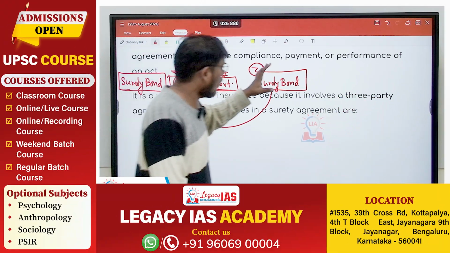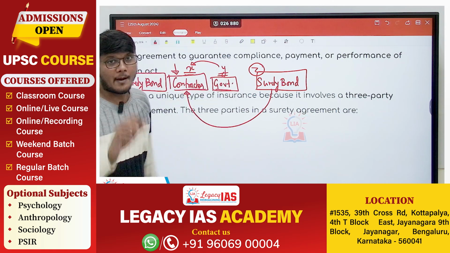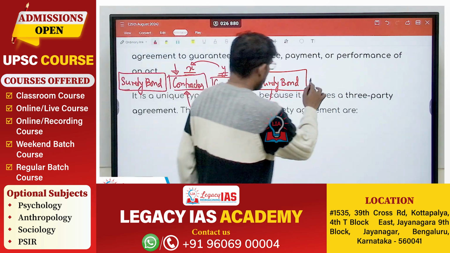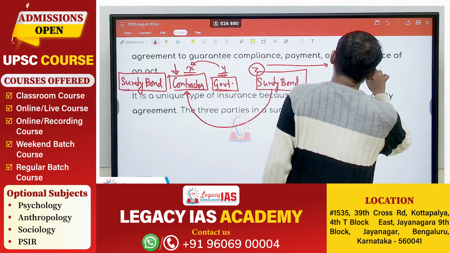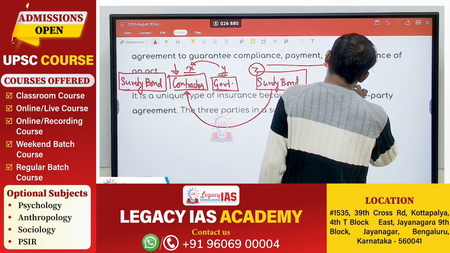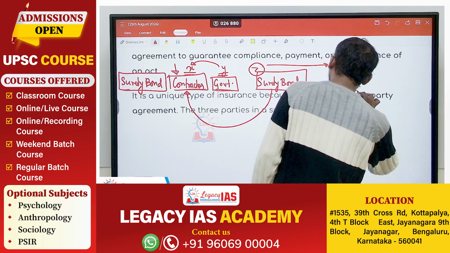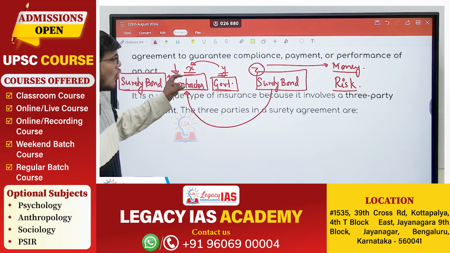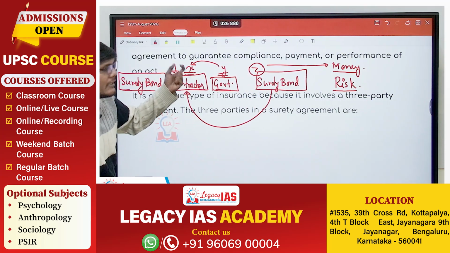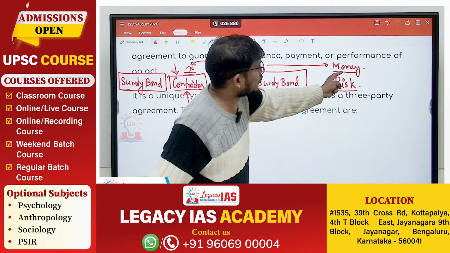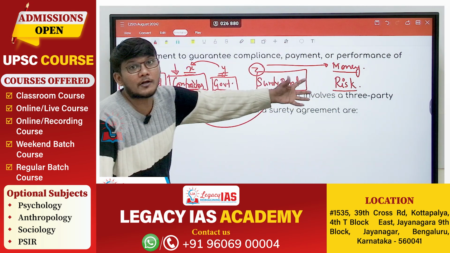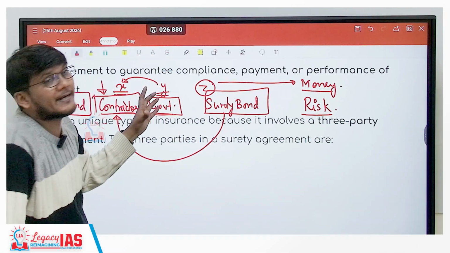So this is how surety bond works. But the financial institution is getting the money. At the same time, the financial institution is also getting the risk, because if the contractor is not able to perform the task which they have promised, then this financial institution will have to pay that 100 crore which we talked about to the government.